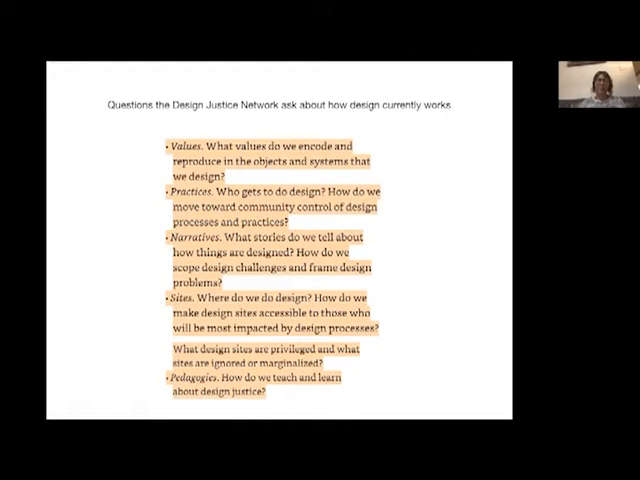Sites, where do we do design? How do we make design sites accessible to those who will be most impacted by design processes? What design sites are privileged and what sites are ignored or marginalized? And pedagogies, how do we teach and learn about design justice?